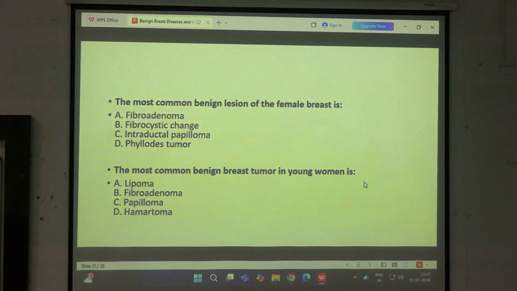So coming to some MCQs. What is the most common benign lesion of the female breast? Fibrocystic disease. And the most common benign tumor in young women? Fibroadenoma. Okay, fibrocystic disease is a lesion and fibroadenoma is a tumor.